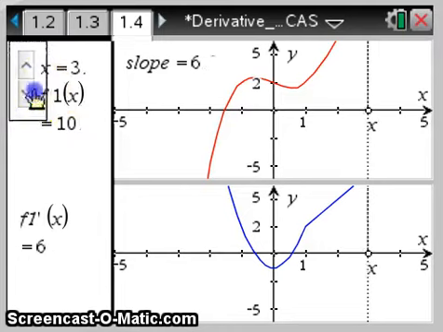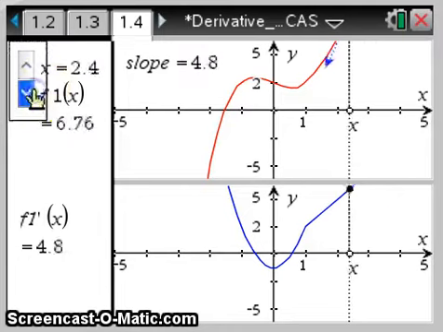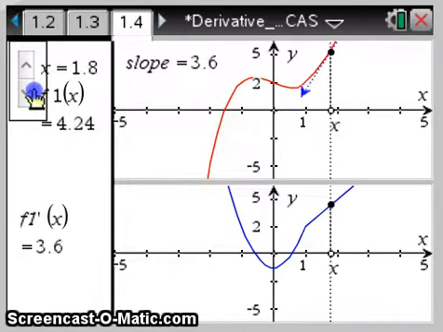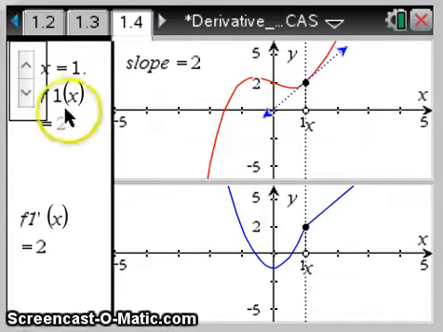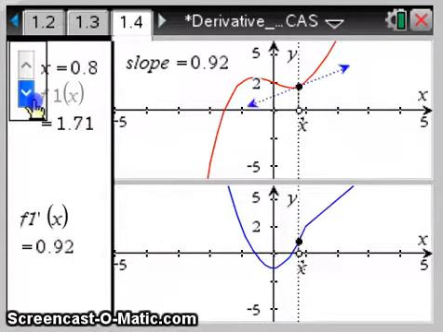So if we just travel along the graph there until we get to x equals 1, you see the function value is 2 and the gradient is 2. So that's where the two hybrid components meet each other at (1, 2). Notice that the curve there is continuous. We'll just go to the left of that point.